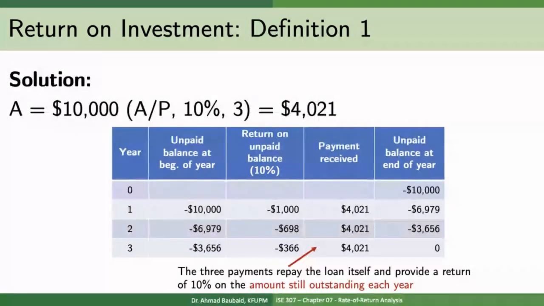So here again, the payments that you pay account for 2 things. They account for the principal, the loan itself, and they also provide a return of 10% on the balance, on the outstanding balance, right? So you find the unpaid balance, and then you apply the interest to that, right? So this is a return on the unpaid balance.